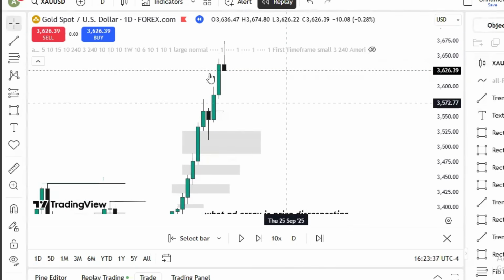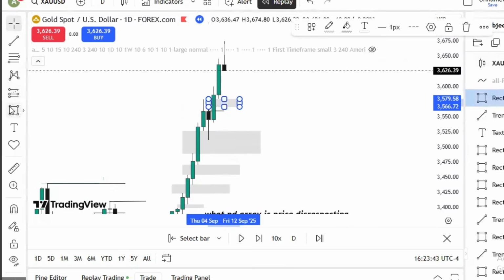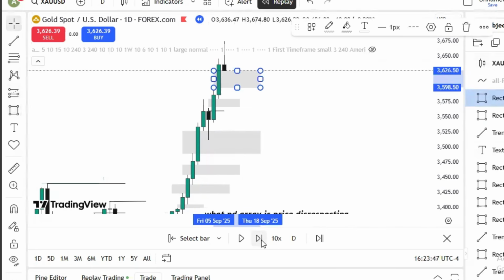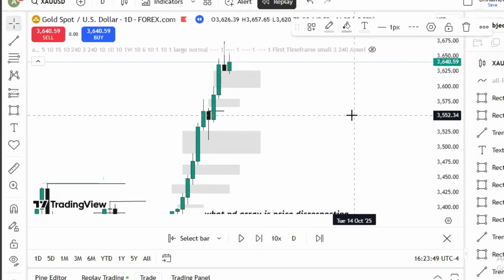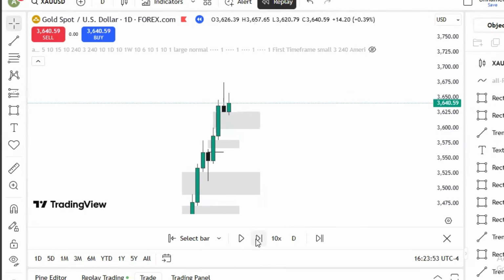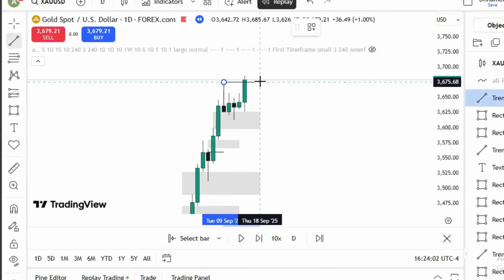Price went up and printed a fair value gap. We also have a fair value gap printing over here. Let's see what price will do. So price is respecting this fair value gap. So let's see if price will move from there. And then price moved to take this external range liquidity.